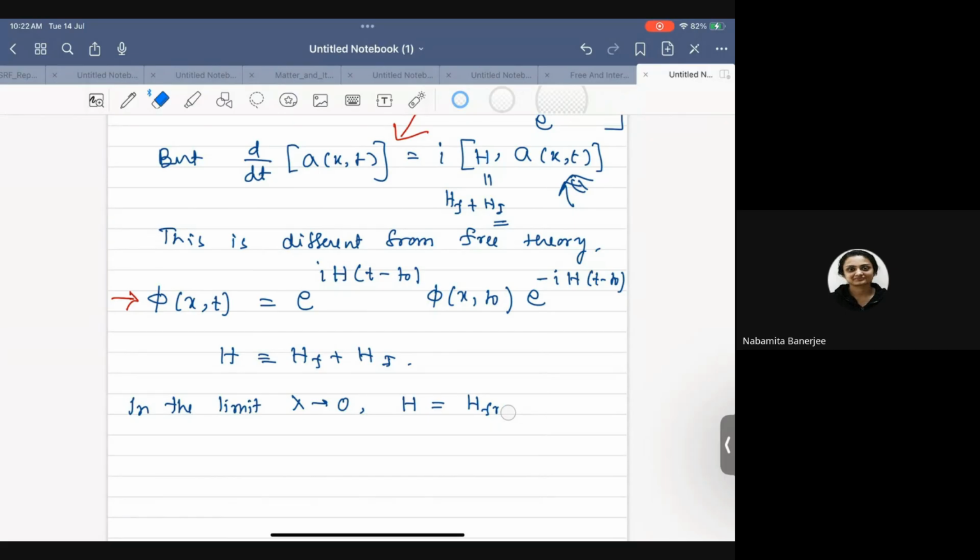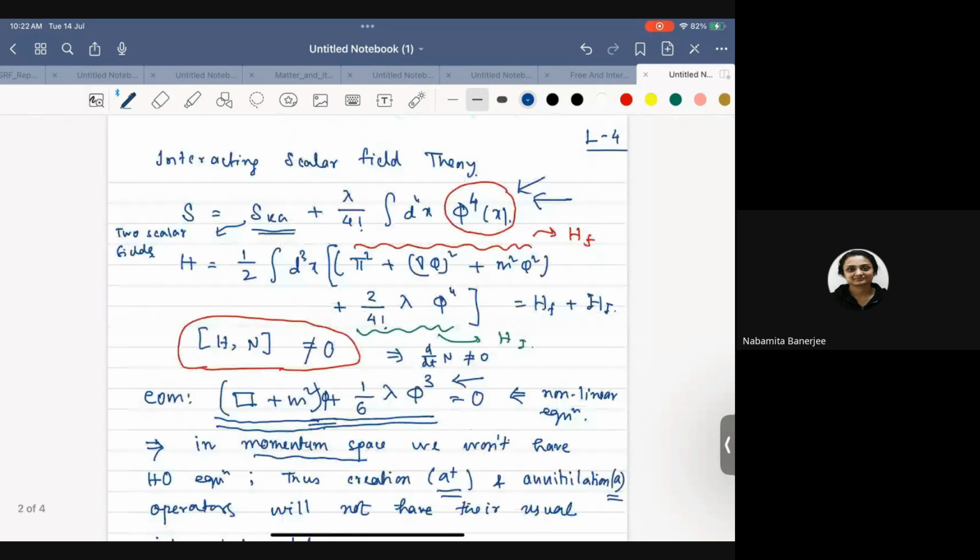H_F, right? By H_F, I mean H free. Agreed? Recall, this is H. H had this piece, H free plus H interaction, and your H interaction was explicitly dependent on lambda. If I take this lambda going to 0 limit, then whatever I am doing should simply boil down to free theory. You have a question, Arinda? Yes, ask.